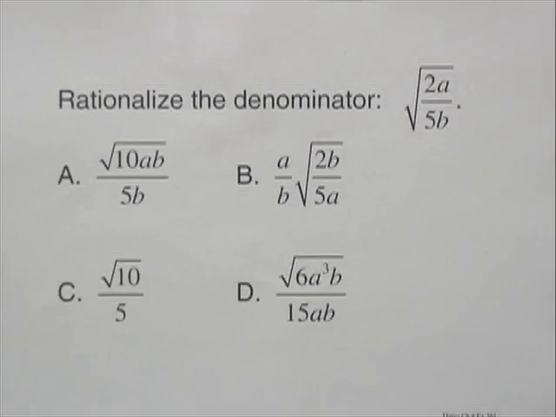Rationalize the denominator in the expression the square root of 2a over 5b. And we're given 4 choices here for the expression with the denominator rationalized.